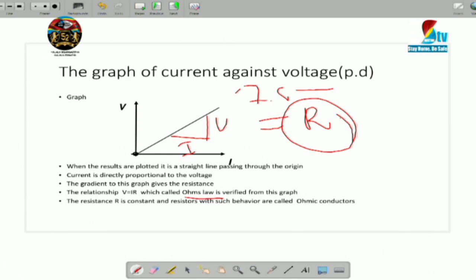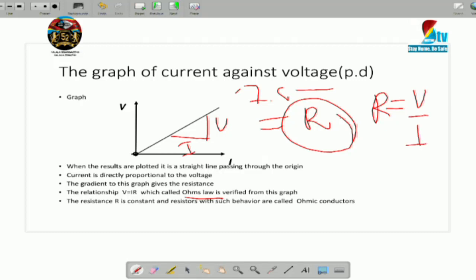Some of us are asking ourselves, teacher, where is this V is equal to IR coming from? And yet you've talked about R is equal to V over I. Now if you do your mathematics, you make V the subject, so you are going to have V is equal to IR, which is your Ohm's law. So the resistance R is constant. And please note, conductors with such a behavior are called ohmic conductors.